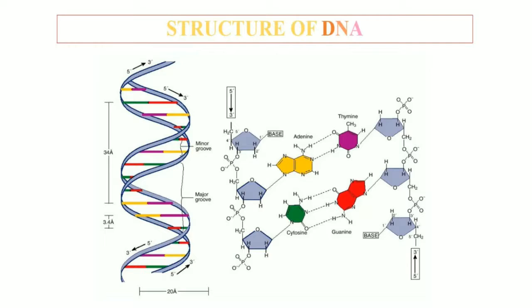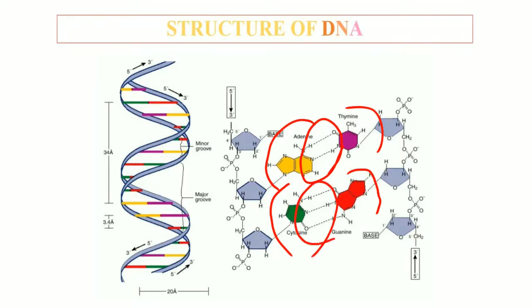So next is the pairing of nitrogenous bases between the two strands that hold them together. So the two strands of DNA are held together by the pairing of nitrogenous bases. In this figure you can see that adenine is hydrogen bonded to its complement thymine by the formation of two hydrogen bonds. Guanine is also hydrogen bonded to its complement, that is cytosine, by the formation of three hydrogen bonds.